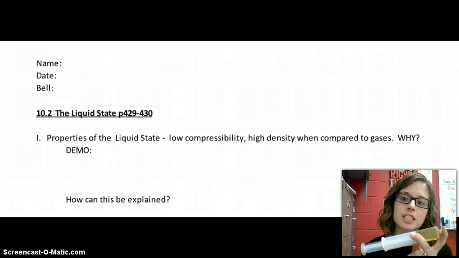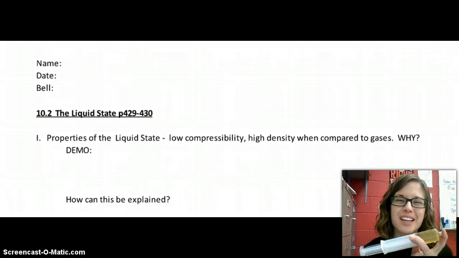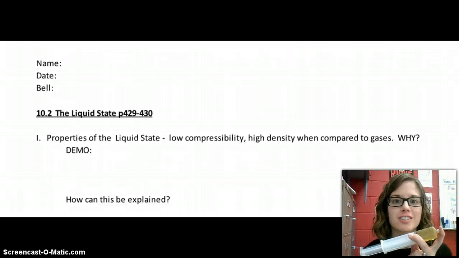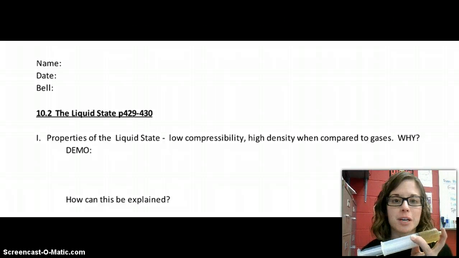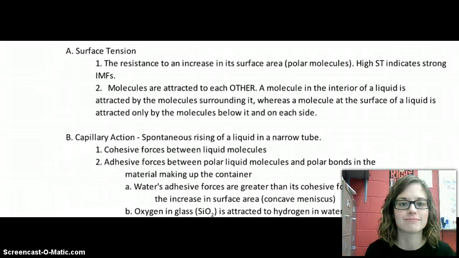And we can, of course, explain this by talking about the particles and the distances between them. Gases are about 10 times as far apart in comparison to liquids.